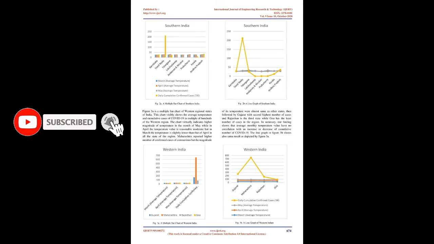Even though a relationship may seem to exist in one way or the other, it is likely insignificant and inversely correlated. The line graph in figure 1b shows the same result as depicted by figure 1a. Figures 2a and 2b depict the relationship between the average temperature recorded in the months of March, April, and May with the cumulative number of COVID-19 cases in the said months respectively for the southern region of India. Tamil Nadu has the highest number of cases with a relative increase in the average temperature from March to May 2020, while Andaman and Nicobar and Puducherry recorded very small numbers of confirmed cases and Lakshadweep reported zero confirmed cases.